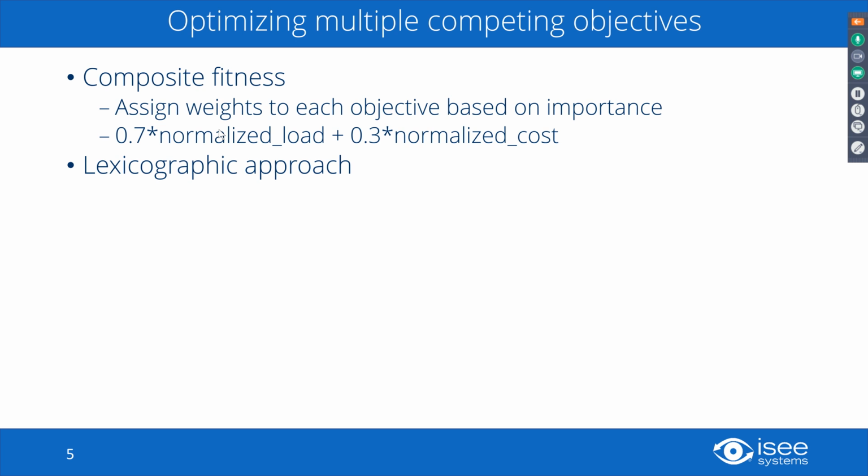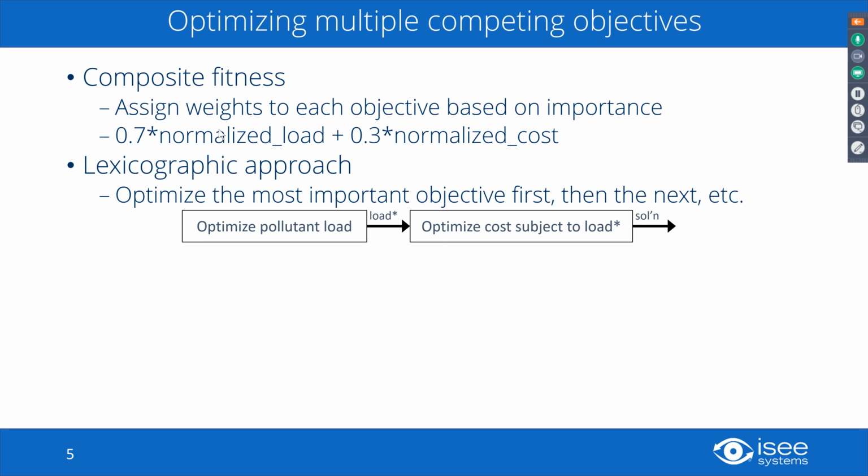The other approach to try to reduce a multi-objective problem to a single objective is what's called a lexicographic approach. And actually, you could reduce a 4-dimensional problem to a 3-dimensional or 2-dimensional doing the same thing. What we do here is we optimize the most important objective first, and then using the set of solutions that come from that, which are really good solutions, we then optimize the second most important objective, and so on. So in this example, we would get a set of solutions where we optimize the pollution load, and then we try to optimize costs subject to those solutions, and then we get a final solution.